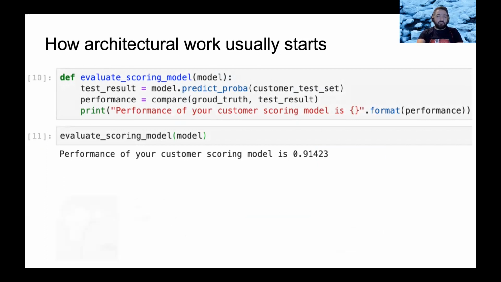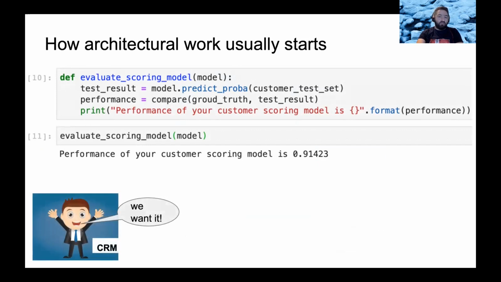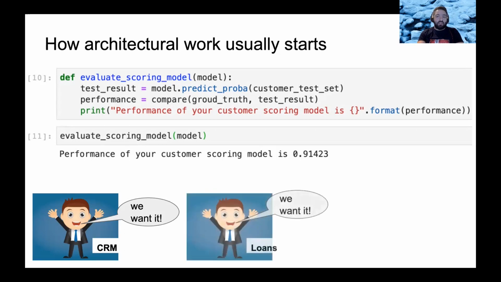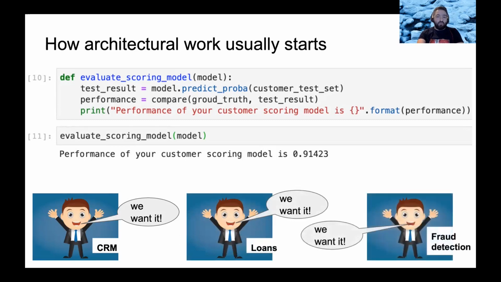Once you present your result, managers or product owners from other teams approach you and want to integrate your model. Let's say a CRM team wants to have your scores for more accurate targeting of people with offers and product recommendations. A credit department needs your scores when deciding whether to approve or deny a loan application. And a fraud detection team wants to incorporate your scores into an algorithm to detect fraud.